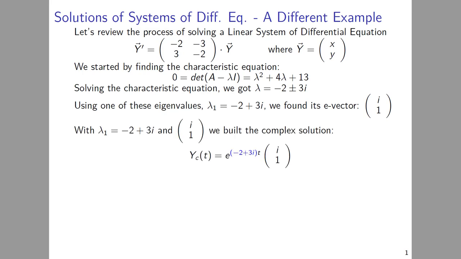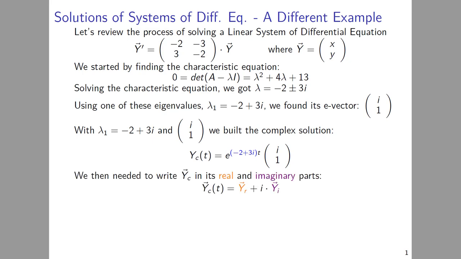With our eigenvalue, -2 plus 3i, and our eigenvector, v1, we built a complex solution, yc of t equals e to the (-2 plus 3i)t times v1. We then needed to write yc in its real and imaginary parts. So we wanted to write it as yc of t equals yr plus i times yi.